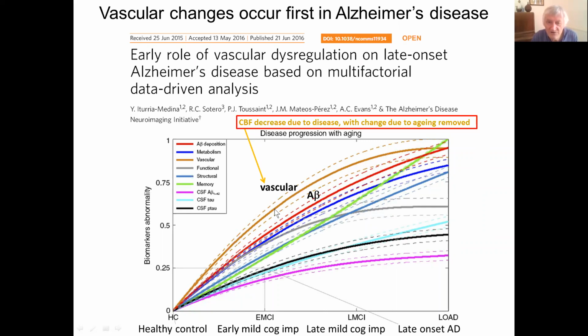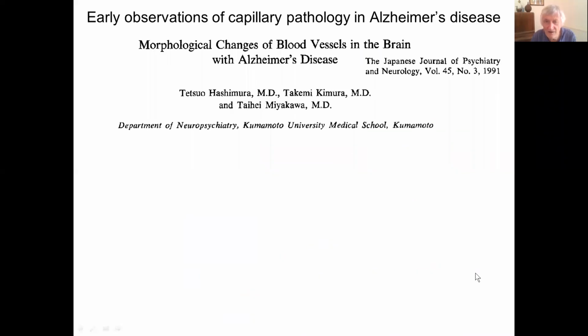What this graph shows in brown is the decrease of blood flow which occurs as you develop Alzheimer's disease, minus the change which occurs due to aging. So old people like me have got less blood flow than some of the young people in the audience, I hope. But that change has been removed. And so this just shows the decrease of blood flow due to the disease. And this takes off before you start getting deposition of amyloid beta or phosphorylation of tau or loss of memory and so on. So this suggests that there may be a big vascular component to Alzheimer's disease.